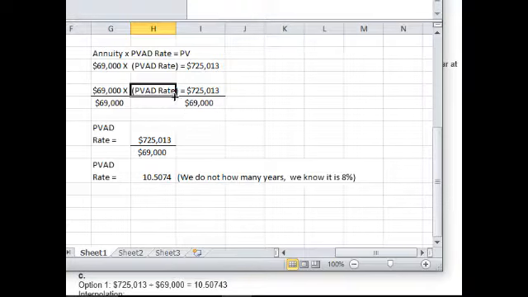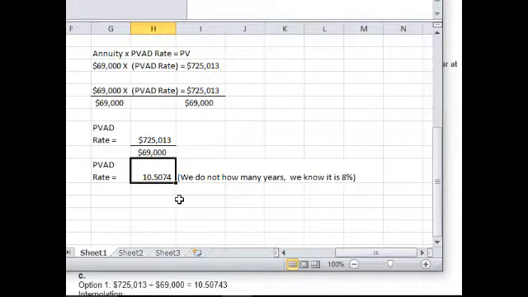To isolate this X, I divide both sides by 69,000, right? Then these cancel out. If you rewrite the formula here, the present value annuity due rate I will be finding should equal the present value divided by 69,000. If I continue to do that, the present value annuity due rate I should be finding from this table should equal something like 10.5074. So I need to go find what represents this rate.